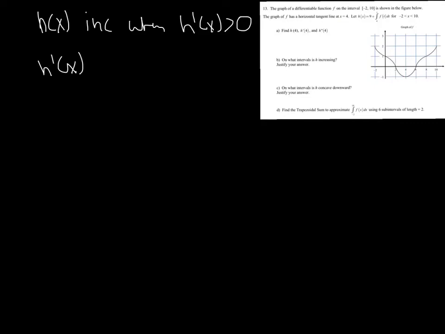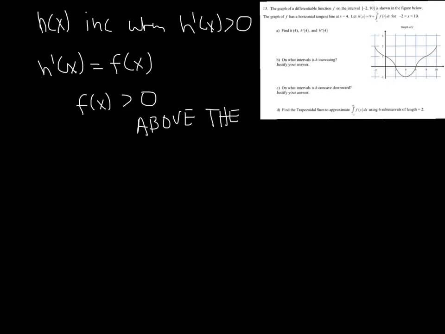All right, part B. On what intervals is h increasing? Well, let's just write it out. h of x increases when h prime of x is greater than 0. And we learned from the last problem that h prime of x is equal to f of x. So essentially, we're asking the question, where is f of x greater than 0, or above the x-axis?